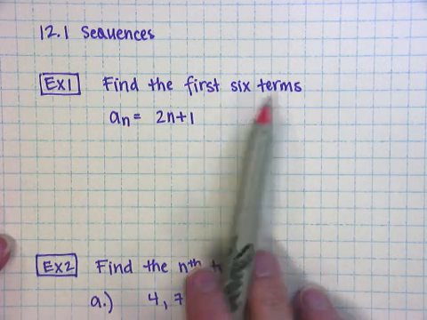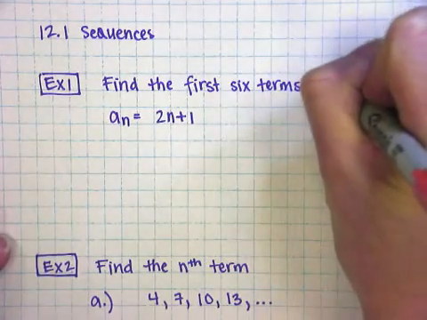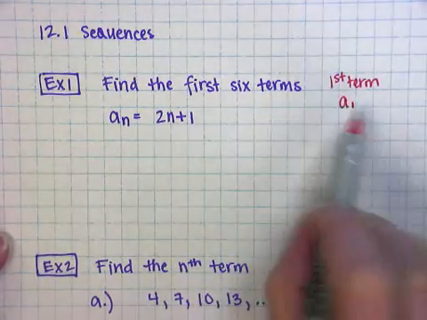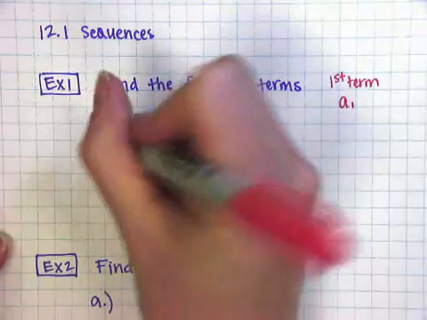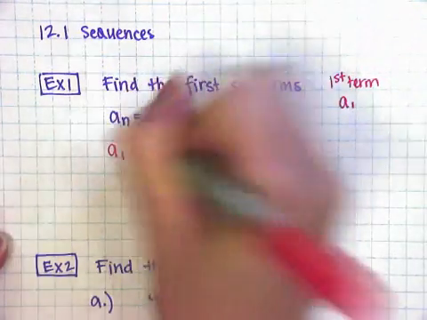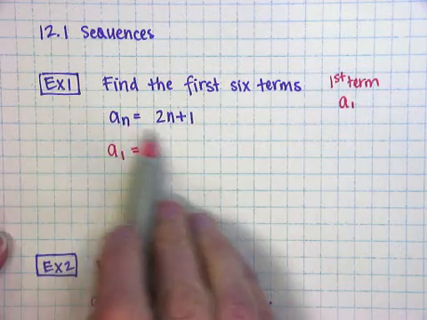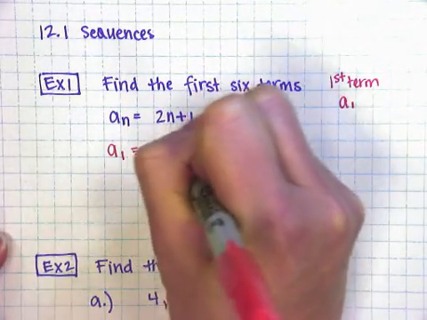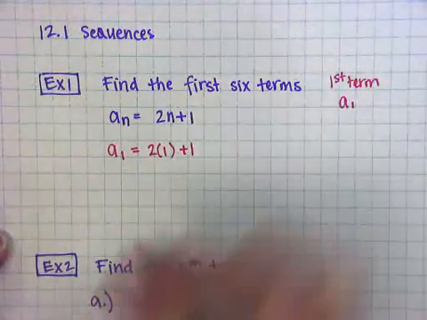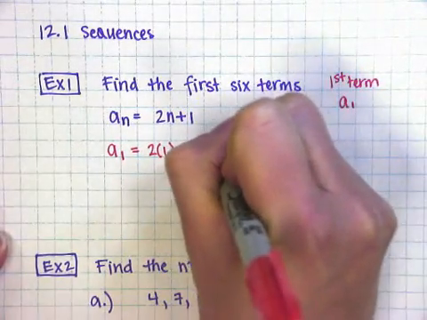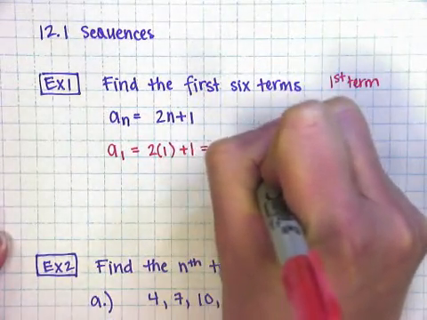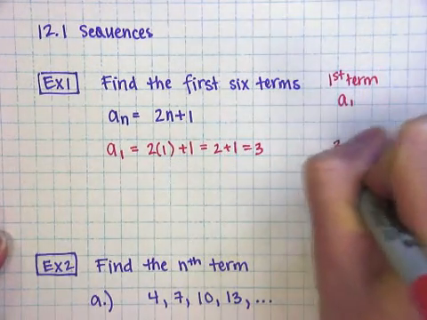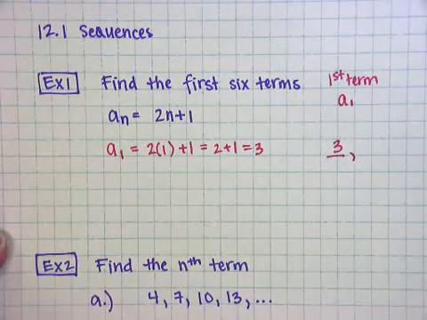And so the first term is denoted a sub 1. The little 1 means it's the first number in the list. And so to find it, I'm just going to make n be 1, so I'm going to plug 1 in for n. And this rule over here says to do 2 times whatever n is, so 2 times 1 plus 1. In this case, 2 times 1 is 2, 2 plus 1 is 3, and so the first number in my list is 3.